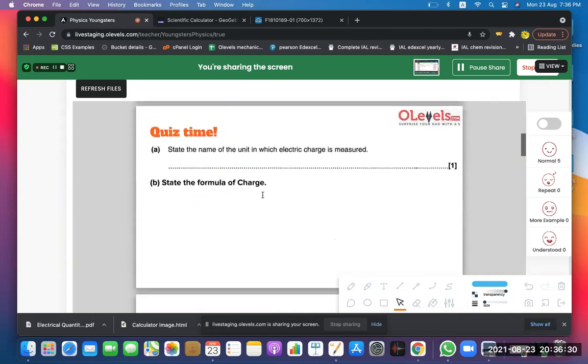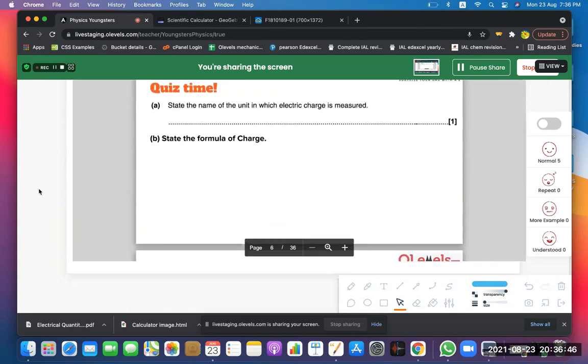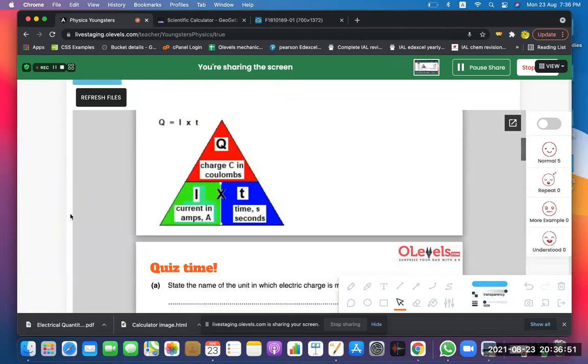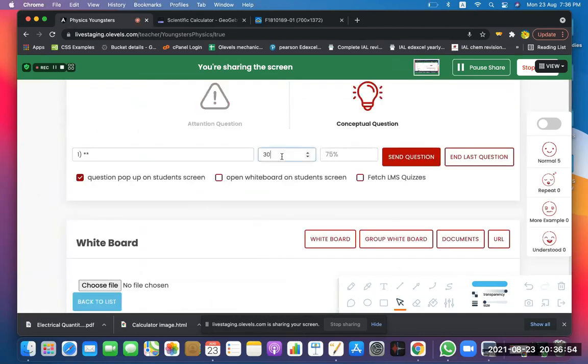So, quiz time. The first question is, state the name of the unit in which electric charge is measured. I'll send the question here. Ma'am, should we write the capital letter or the word? I will explain. Let me give you 40 seconds for the first attempt.